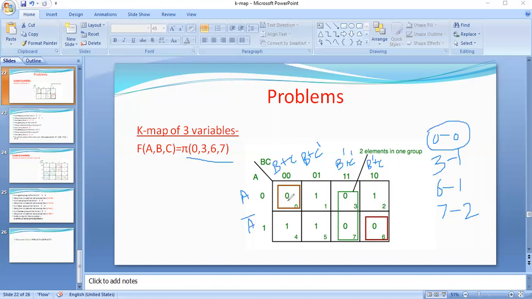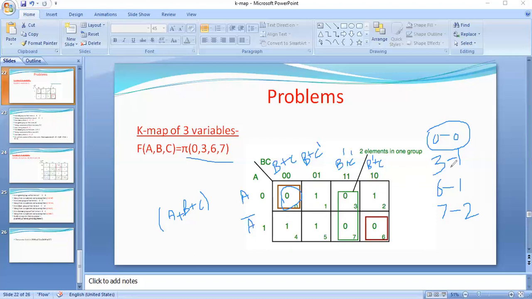So for 0, is there any possibility to group with 2 cells or 4 cells or 8 cells? Because for max term 0, no cell is adjacent. So what is the expression here? A plus B plus C, because there is no grouping.